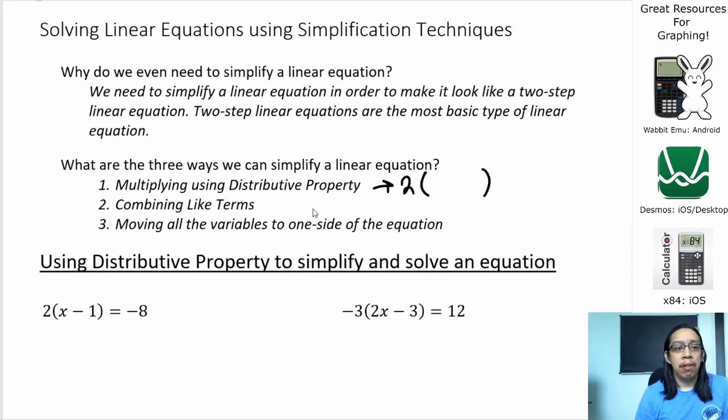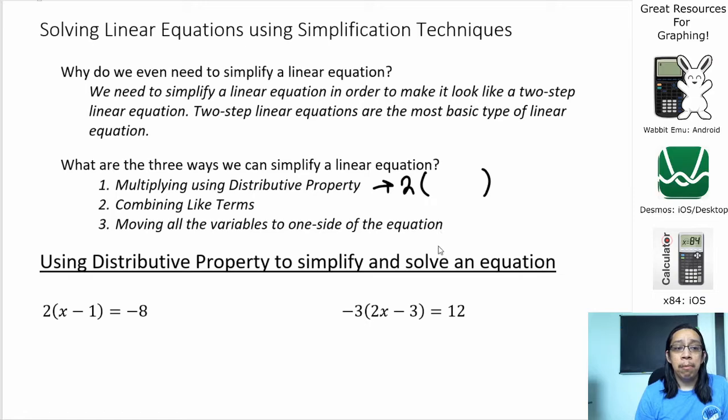The second thing that you can do is combine like terms. Now, you can only combine like terms that are on the same side of the equation. In other words, if you have variables on two sides, you can't combine those. You can only combine what's on one side at a time.